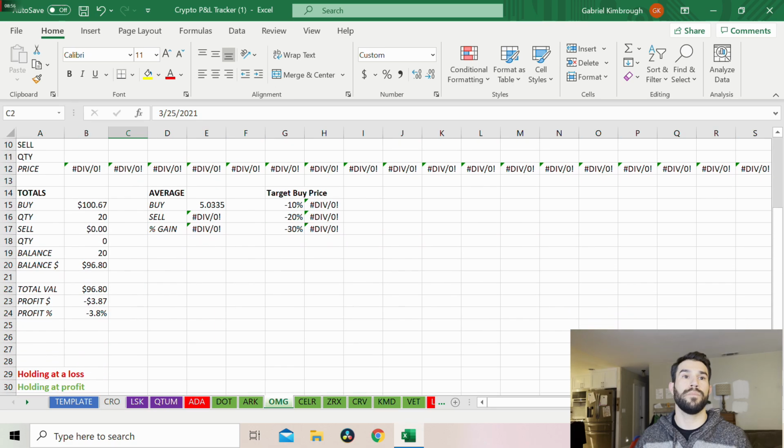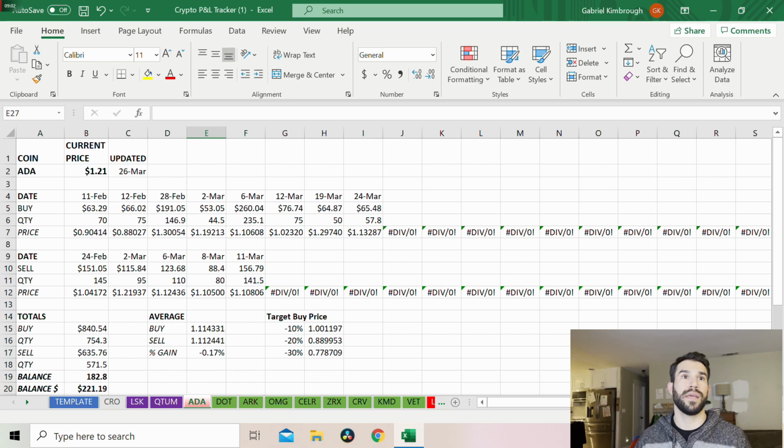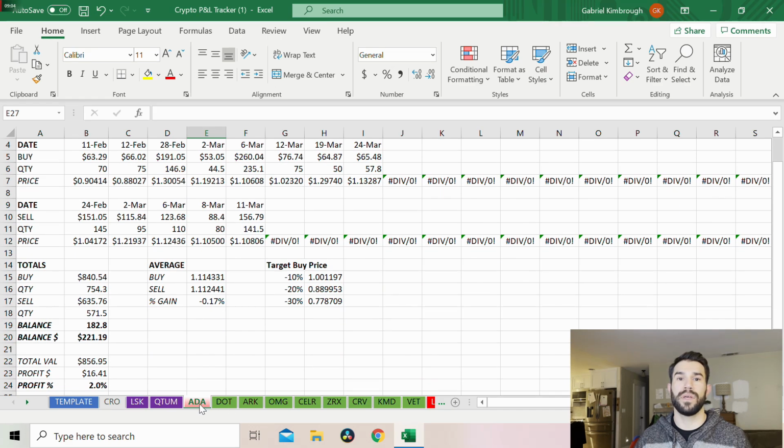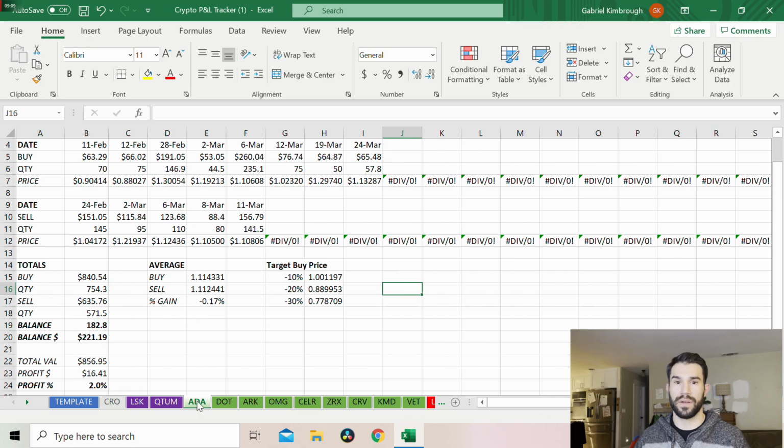Okay, we'll go over to OMG. And you know, I'm going to update this too because red meant I was at a loss. Now, after today I'm back at a profit. So I'm going to go ahead and change the tab color on this to green so I can look at it and already know that I'm in a profit.